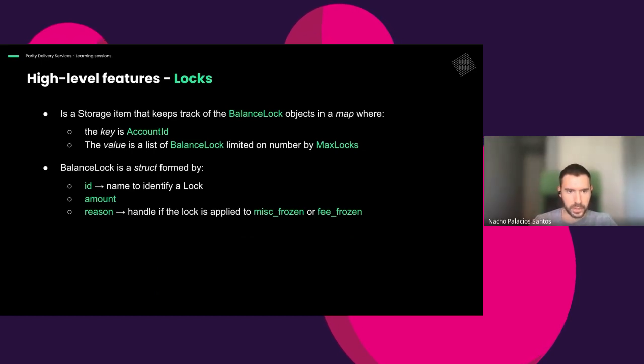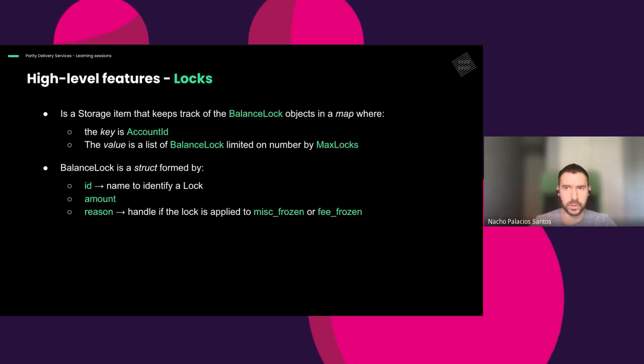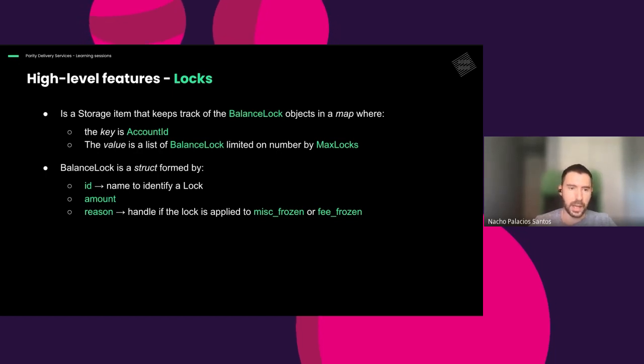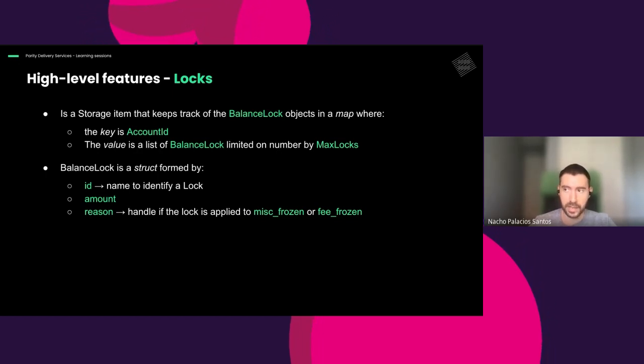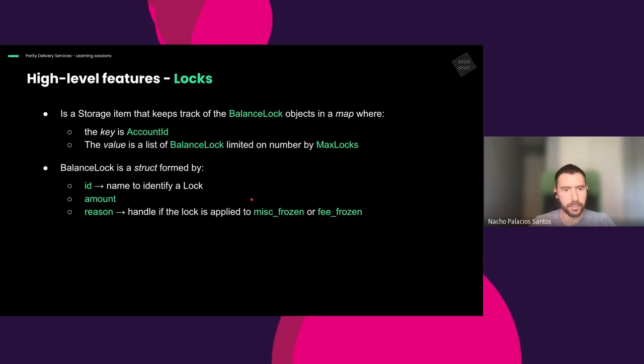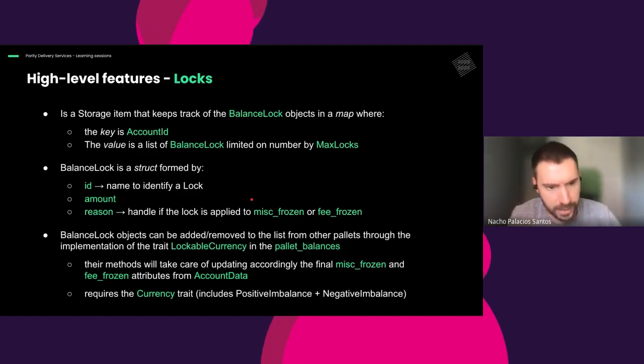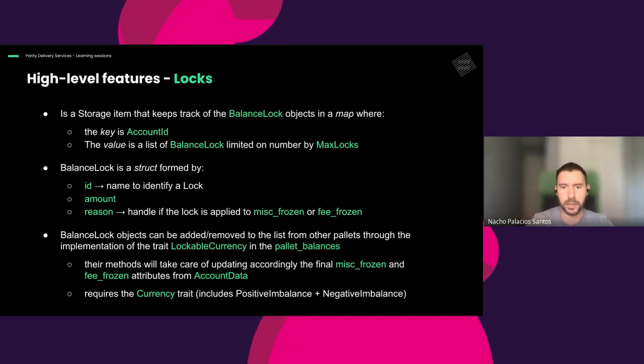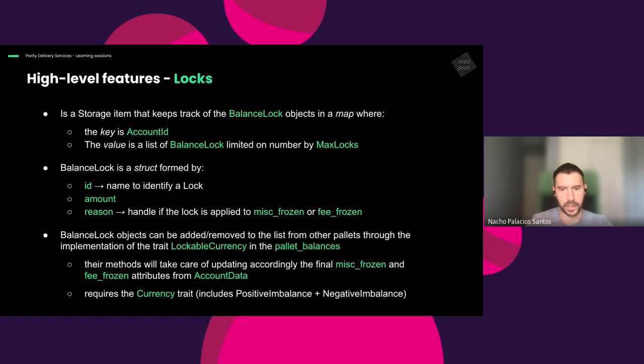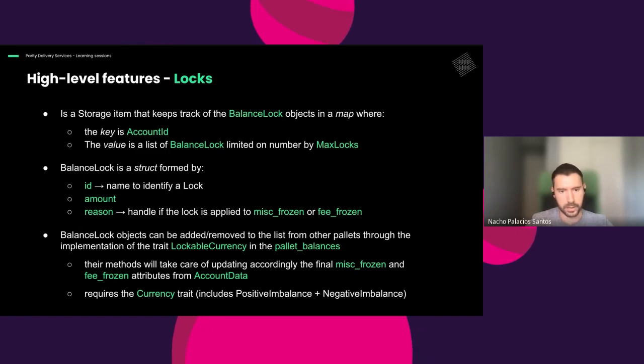There is a small difference between the balance locks and the reserve data. There is a reasons attribute. So remember when we were looking at the account data, we have the miscellaneous frozen and the fee frozen. So in this attribute, we are telling what field we want to modify. As with reserves, balance lock objects can be added to and removed from the list by other pallets through the implementation of the trait LockableCurrency in the pallet balances. The methods will take care of updating accordingly the misc frozen and fee frozen attributes from account data. It also requires the currency trait.